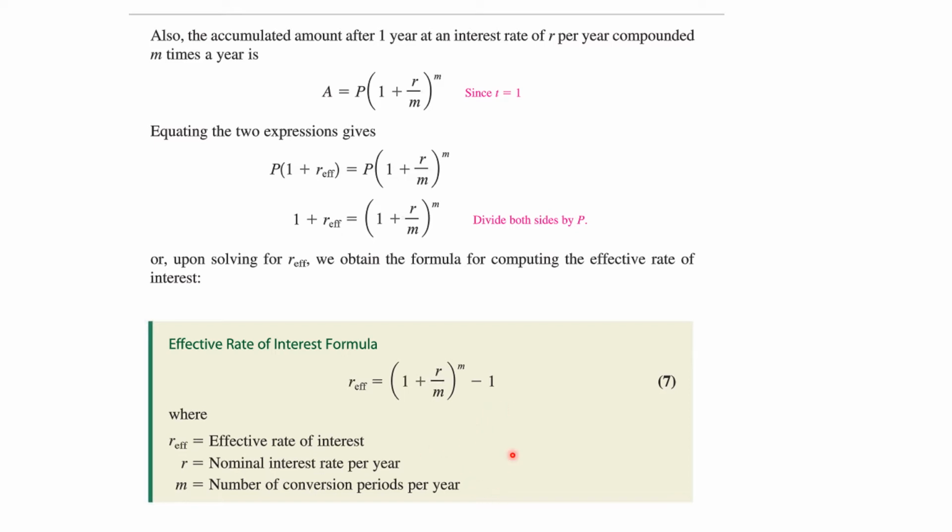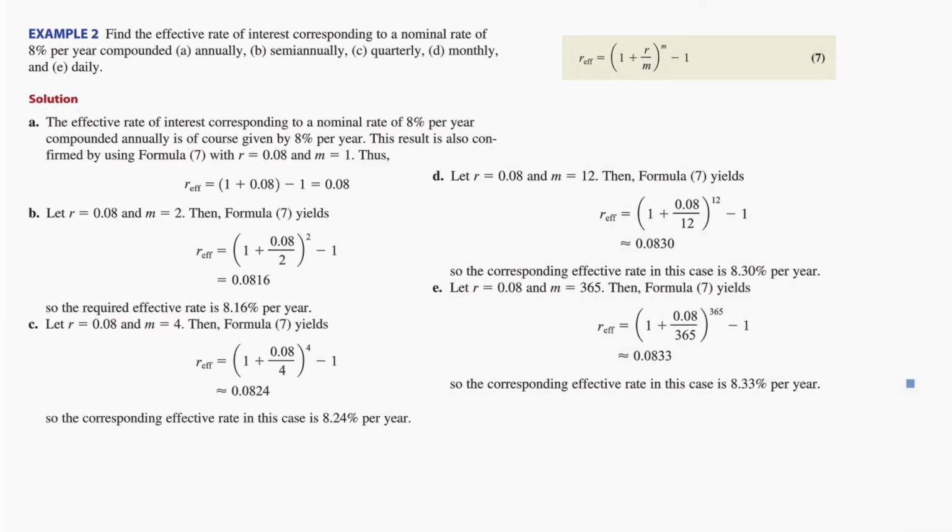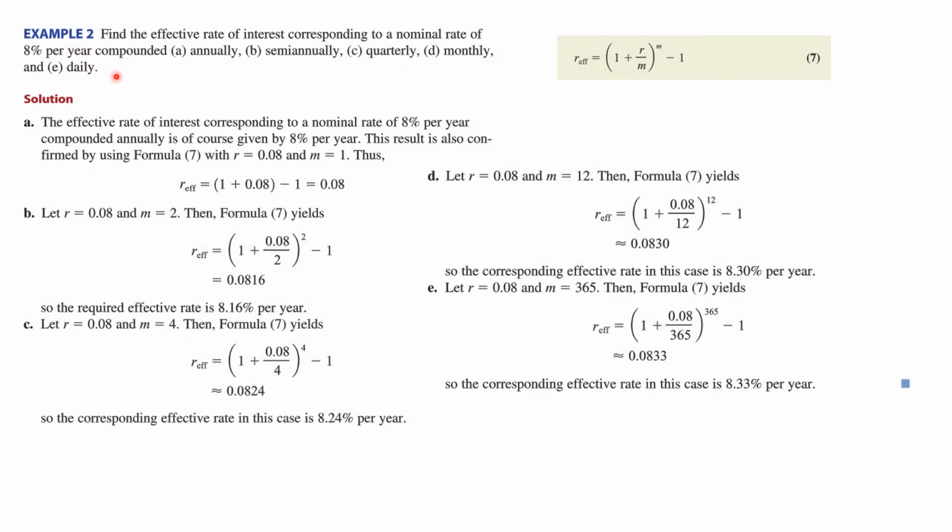And again, this is an important formula that you should be able to apply. And so what we're doing is we're figuring out what are the effective interest rates corresponding to 8% compounded all of these times. And so the effective rate then, what really happens here, the thing that changes is again M, because we're compounding it at different times.